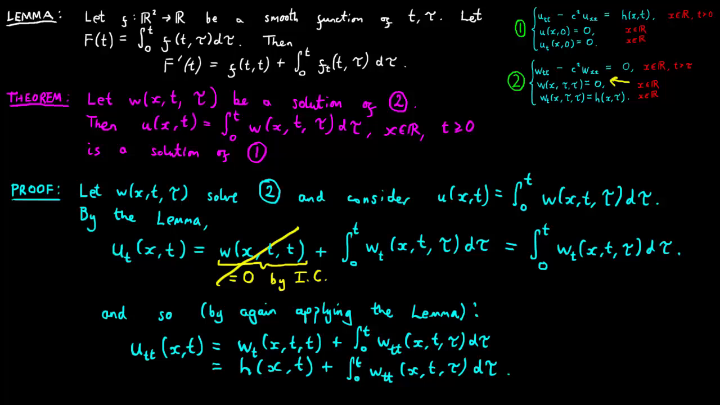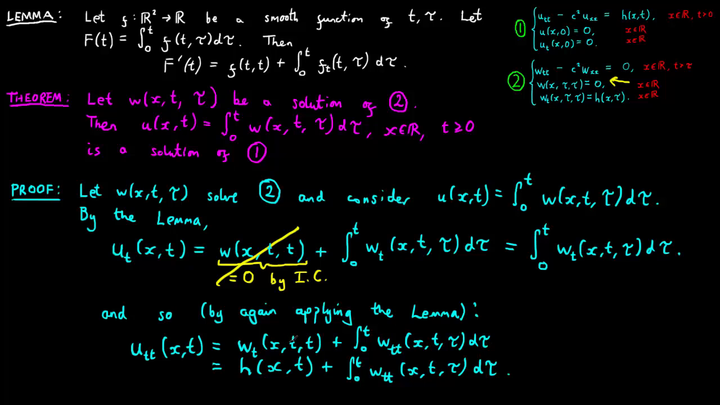Okay, then we can apply the lemma again. So if we want to get the second derivative of u with respect to t, we hit this expression with the lemma, because this is another integral of a similar form. And the lemma tells us that that will be w_t evaluated at (x, t, t) plus the integral from 0 to t of the second derivative of w with respect to t, (x, t, tau) d tau.